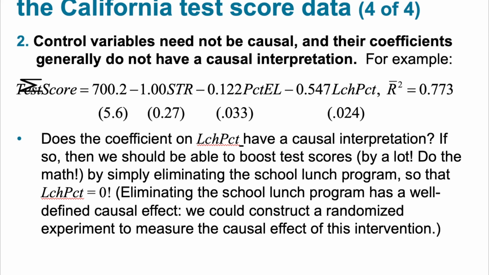It's just a control variable so that we can have a causal interpretation on our student-to-teacher ratio. Right? Our lunch percent is capturing those income-related factors, so that student-to-teacher ratio is no longer correlated with those income factors in the residual.